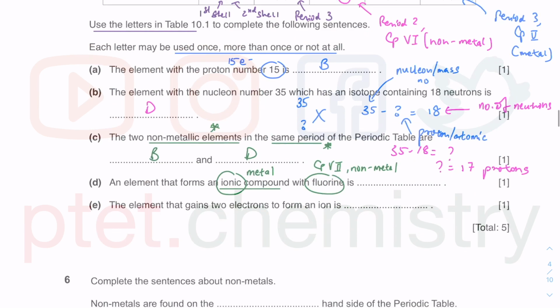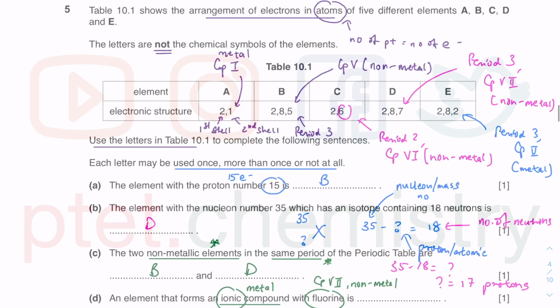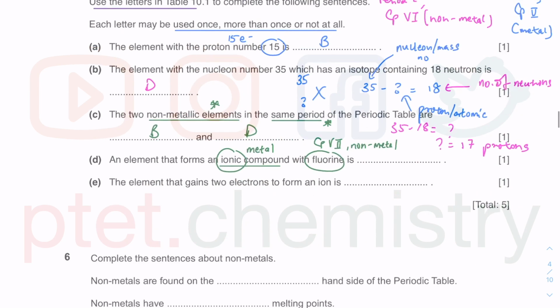They don't say "the element" here. They say "an element", because there's more than one possible answer. So it could be the group 1 metal, which is A, or the group 2 metal, which is E. So either you put down A or you put down E, that will be correct as well.